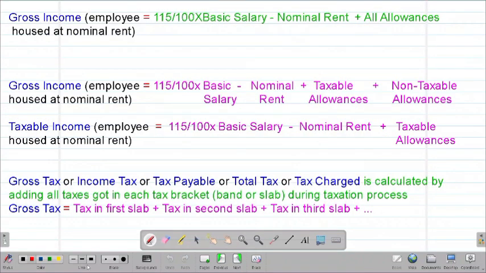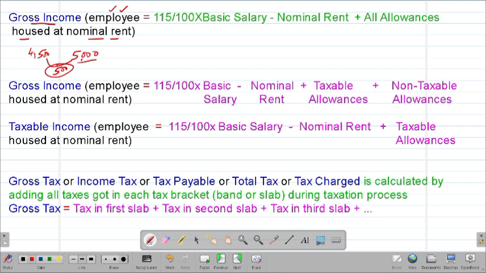Next, we look at what we call the gross income, especially when the employee is housed at a nominal rent. That is, let's say the employee is housed by the employer. Let's say the government is the employer. So the employee lives in a government house, then he's paying some nominal rent, meaning that the house allowance is not equal to the rent that this particular employee is supposed to pay. Let's say the house allowance is 4,500 from the basic salary. Then the house rent is 5,000 shillings. So there's an extra 500 shillings which is being paid by the employee from his pocket to fulfill a rent of 5,000 shillings.